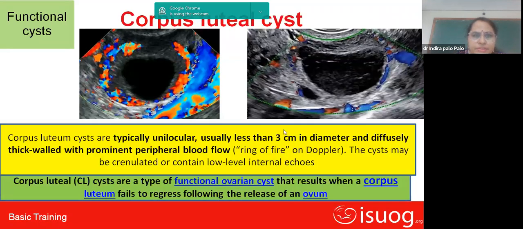The next type of functional cyst is the corpus luteum cyst. I have applied color to the corpus luteum. This is the corpus luteum. There is a ring of fire if you put Doppler on it. It is usually less than 3 centimeter in diameter, and it has a thick wall, and sometimes contains low-level internal echoes suggestive of a hemorrhagic cyst.